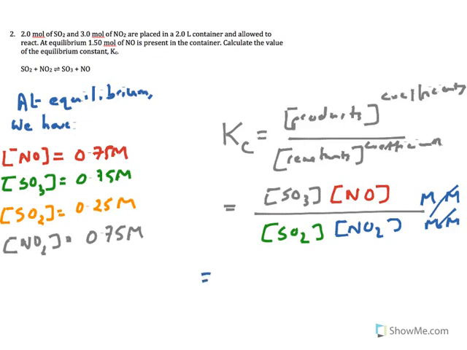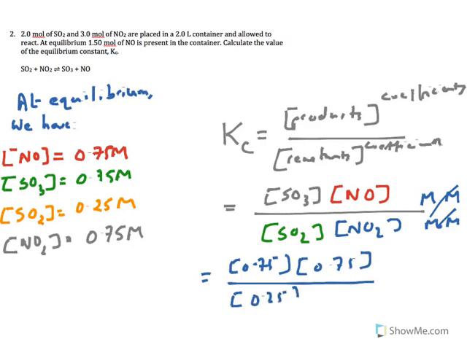So we're going to have, for SO3, we know it's 0.75. Multiply that with the value of NO, which is, again, 0.75. Divided by, for SO2, we have 0.25. And for NO2, once again, we have 0.75. Before we plug everything into our calculator, we can cancel two of them out. And we end up with our Kc value of just 3, which is the answer that we're looking for.